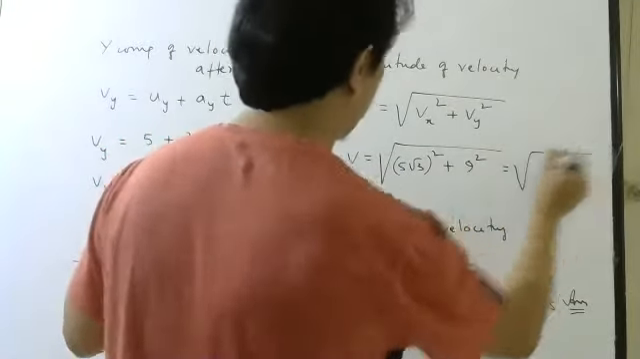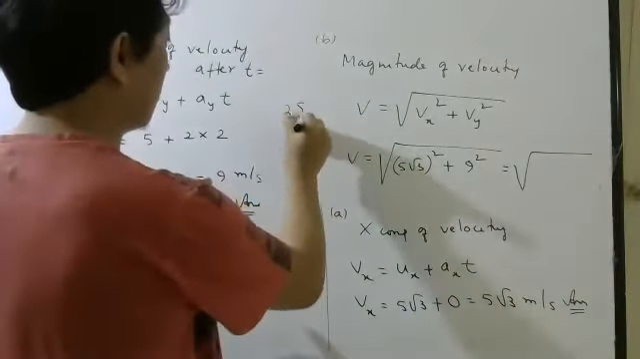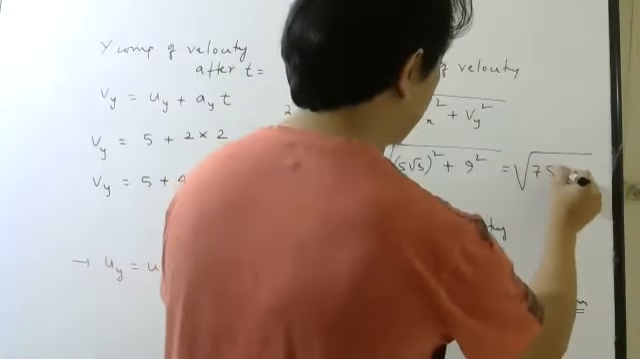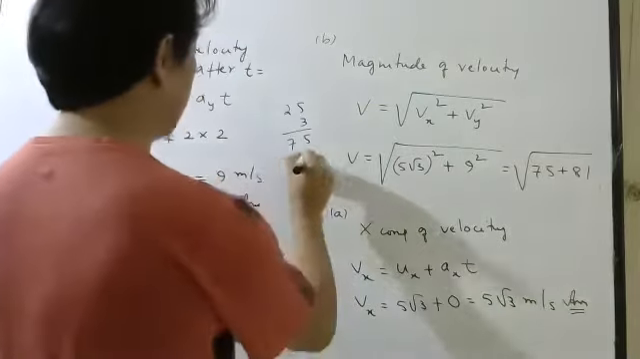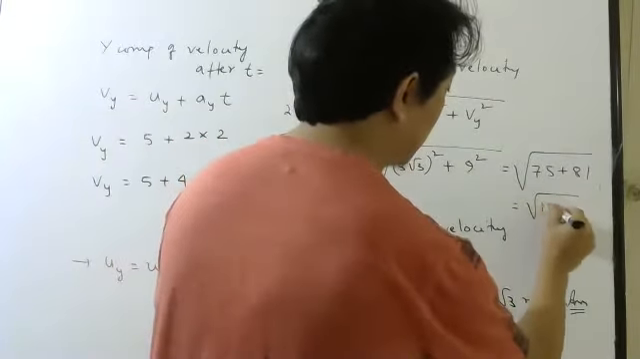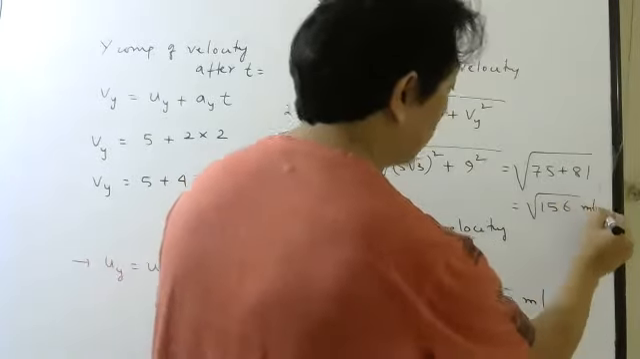This will be the root of 25 into 3, which is 75, plus 81. So 156. Is it correct? Check once. 156 is correct. Square root of 156.